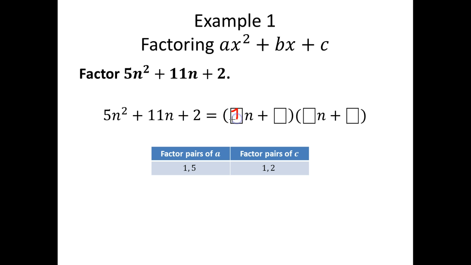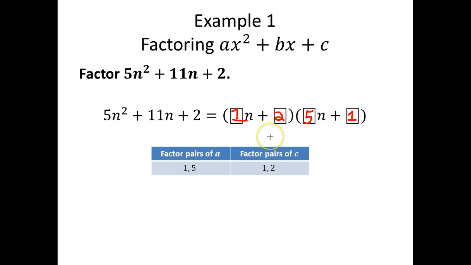Let's keep the 1 here, the 5 here, because that's going to give me my 5n squared term with these. And then before I had the 1 here and the 2 here, so let's reverse the roles there. Let's put a 2 here and a 1 here. I know that 1n and 5n is still going to give me 5n squared, and my constant term in my trinomial is a result of multiplying together my last terms in my 2 binomials. So 2 times 1 is still 2.